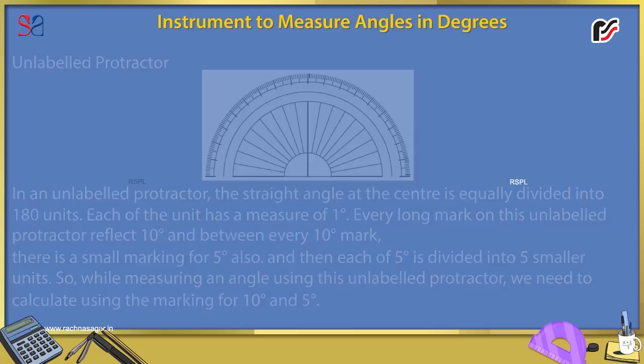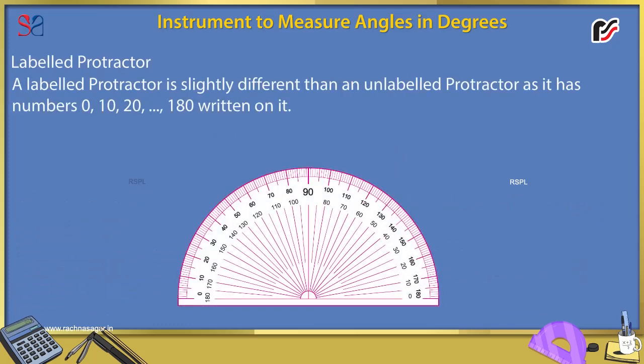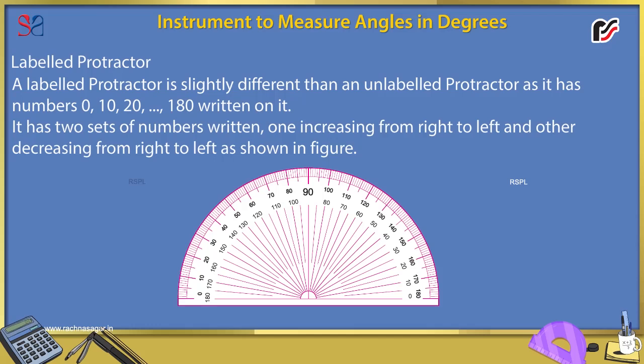Labeled protractor. A labeled protractor is slightly different from an unlabeled protractor as it has numbers 0, 10, 20, up to 180 written on it. It has two sets of numbers written, one increasing from right to left and the other decreasing from right to left, as shown in the figure.